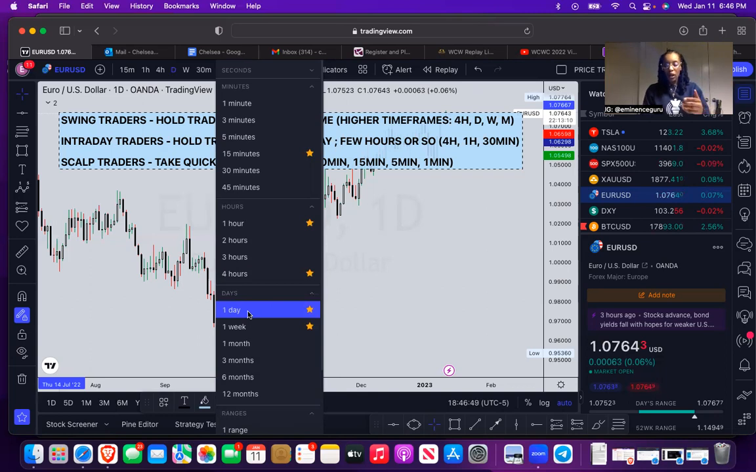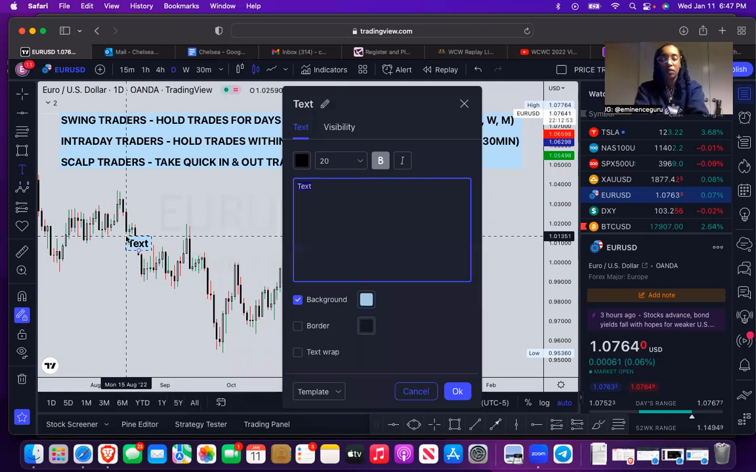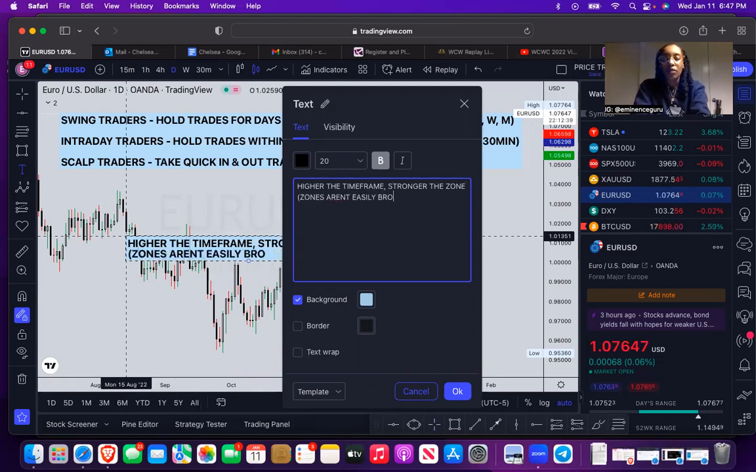So one thing to keep in mind as well is, the higher the time frames, the stronger the zones. And we're going to be talking about zones next. Higher the time frames, stronger the zones. I'm going to write that down. All that means is that these zones aren't easily broken. So you have a little bit better chance of maybe catching higher probability trades.